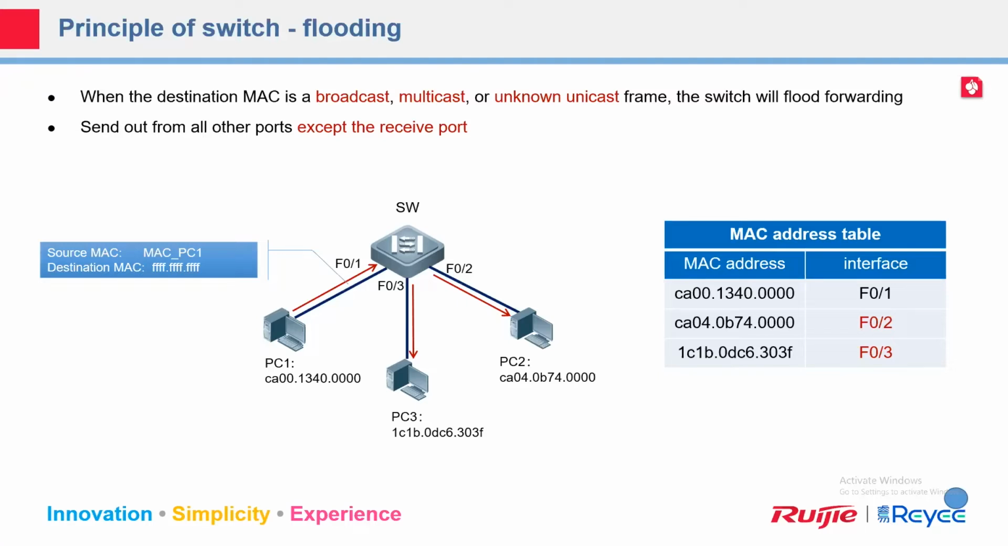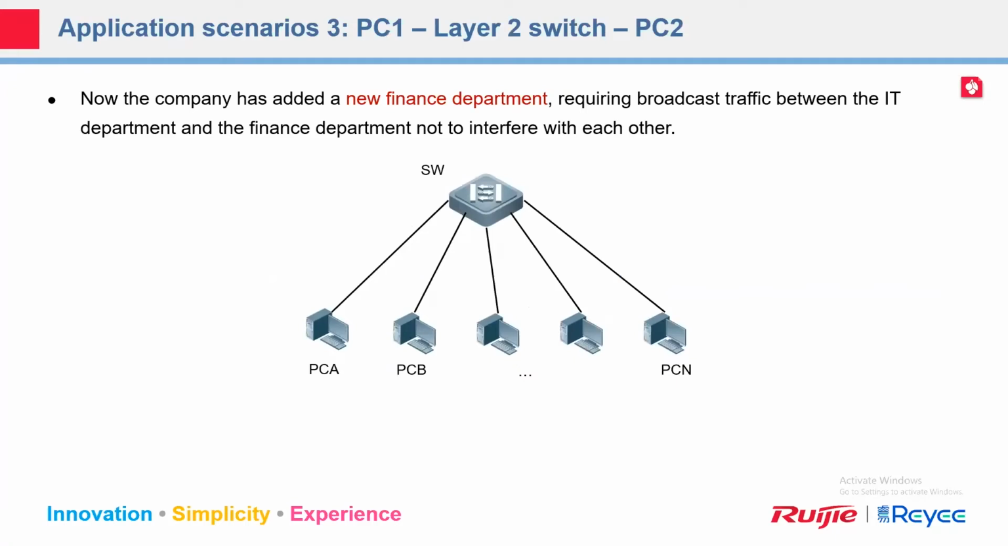And in a slightly more complex scenario, let's see one like this. Now our company not only has one IT department, we also have a new finance department. And our requirement is that if a broadcast comes from the IT department, this packet can be flooded to all the terminals also belonging to the IT department, but the finance department cannot receive the packet. So this is our requirement.